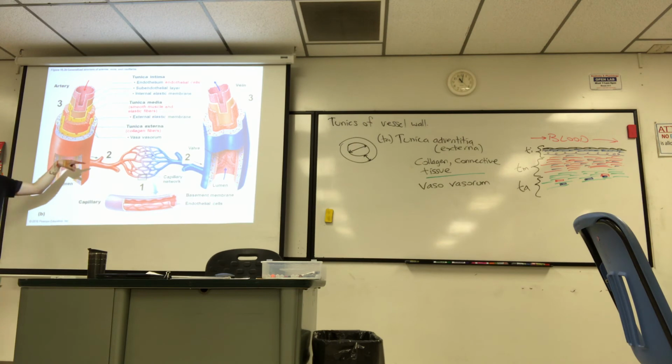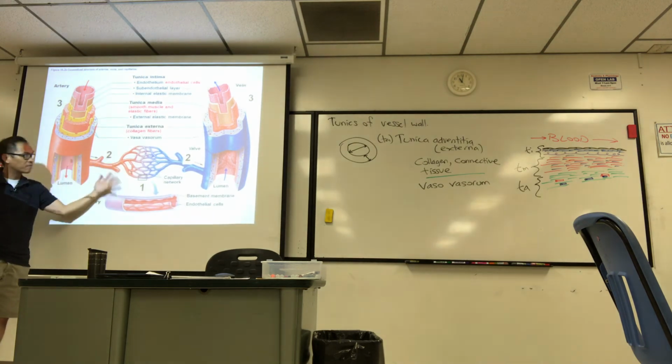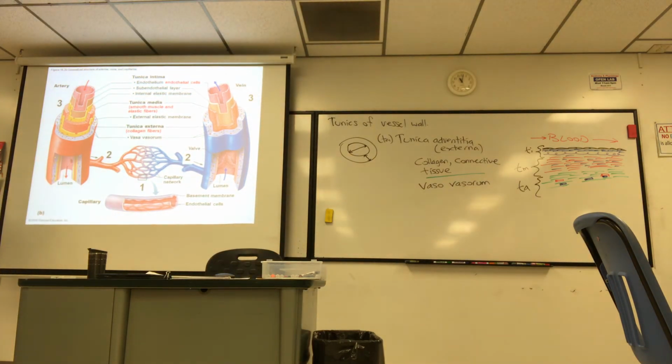Now, of course, not all of the blood vessels have all three layers, so I'll have to go through that. But are there any questions on just the tunics? The TI, the TM, or the TA? Know those. You'll have to be able to identify them.